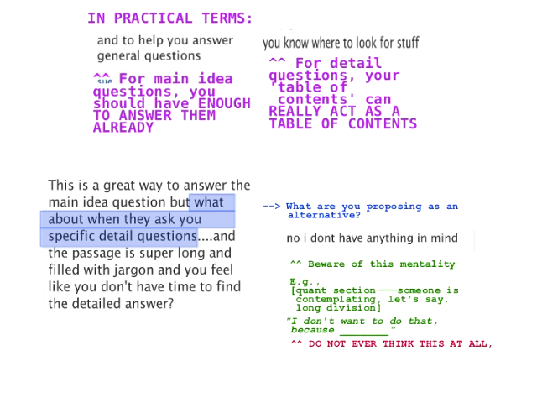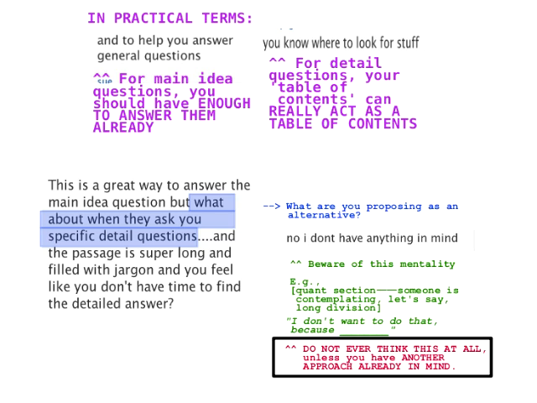Do not ever think this at all unless you have another way, unless you have another approach already in mind. Like, just don't do it. I mean, it's weird because I see this so often, and it's very weird to me. There are people who have exactly one method in mind, and they talk themselves out of it anyway. If you've got one method, you should just do it. And that's how it is in life, too. If you don't have an alternative way of doing something, then do it.